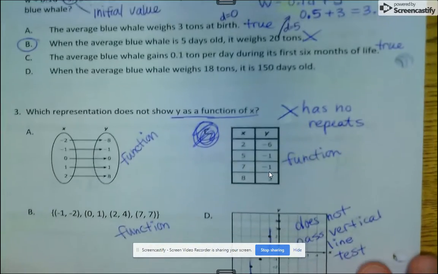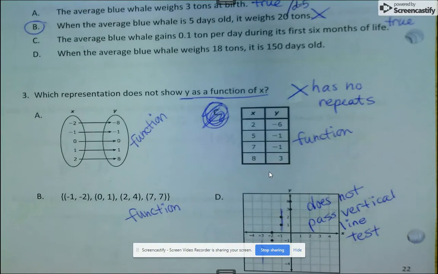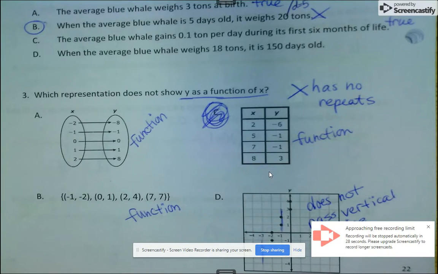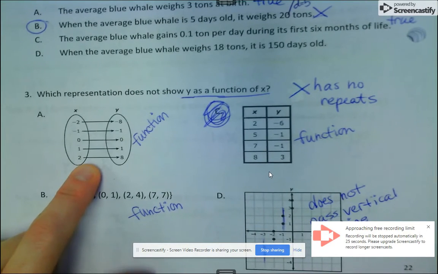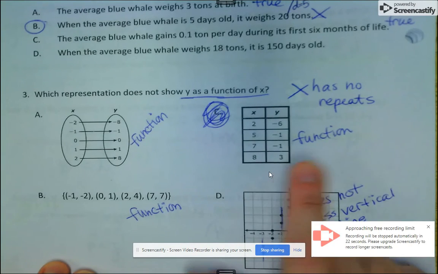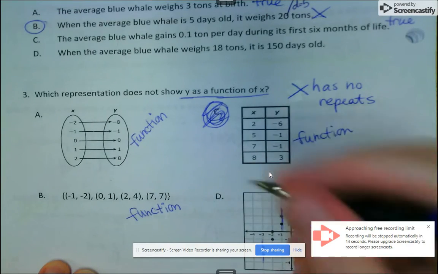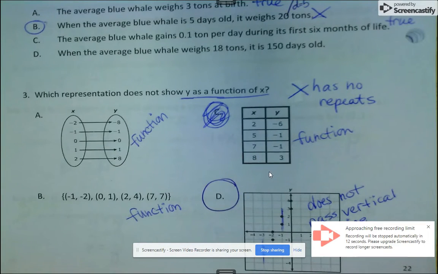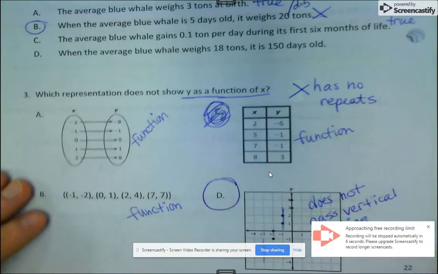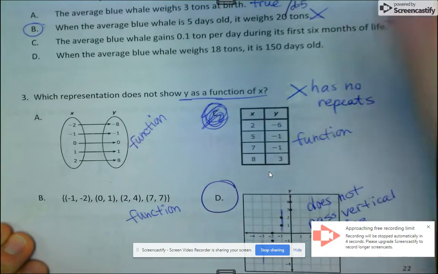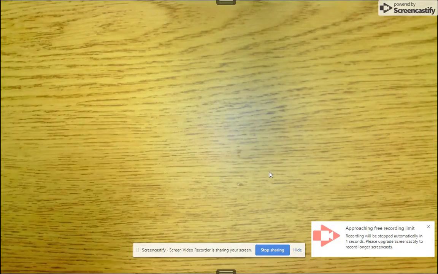It says, which representation is not a function, or actually does not show y is a function of x. So that means x has no repeats. So here, x has no repeats, so it's a function. Here, x has no repeats, it's a function. This one does not pass the vertical line test, so that is not a function. So that answer would be D, which representation does not show y as a function of x. This one. Okay, is there more EOC? Yes, more.